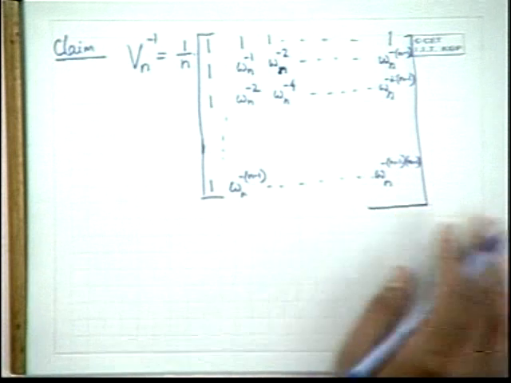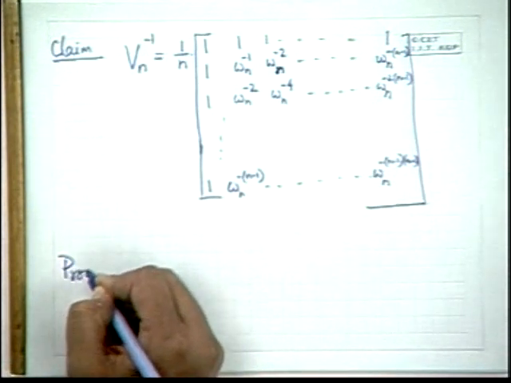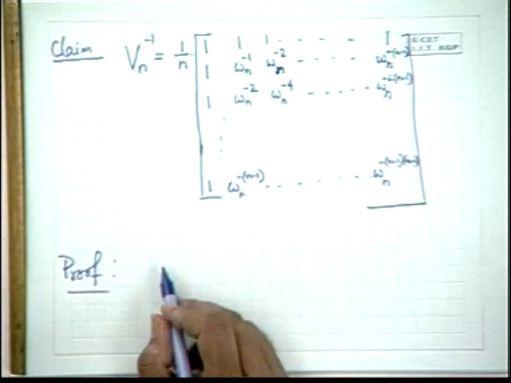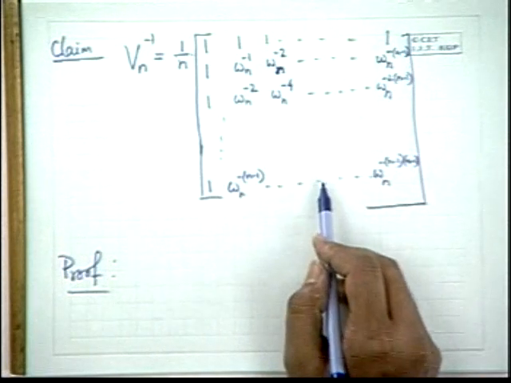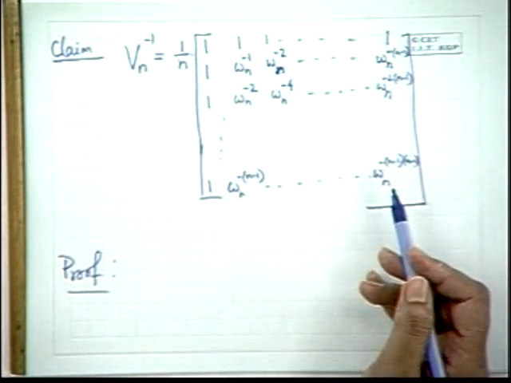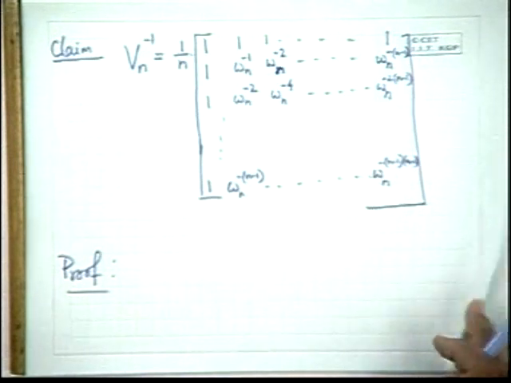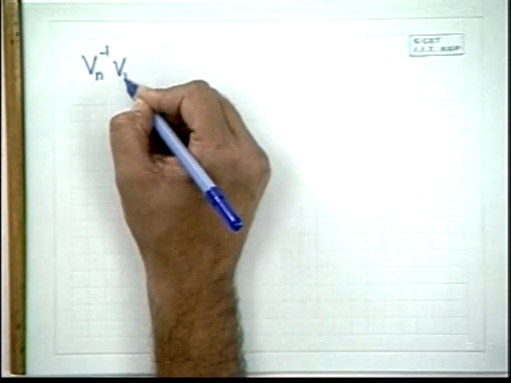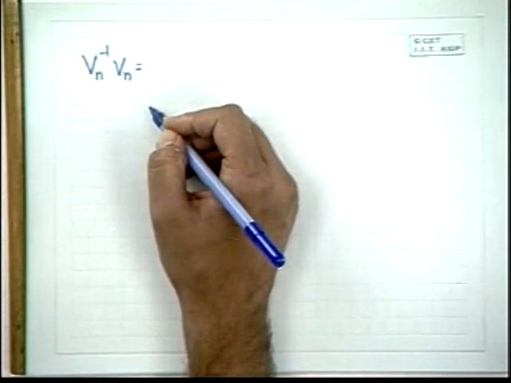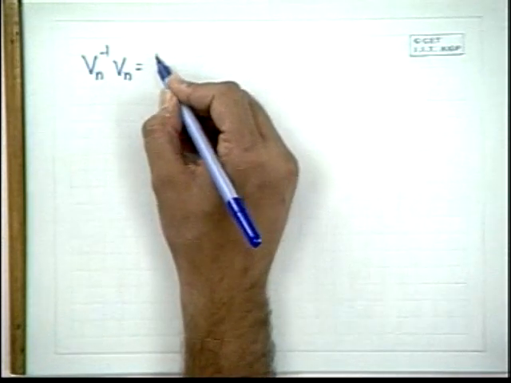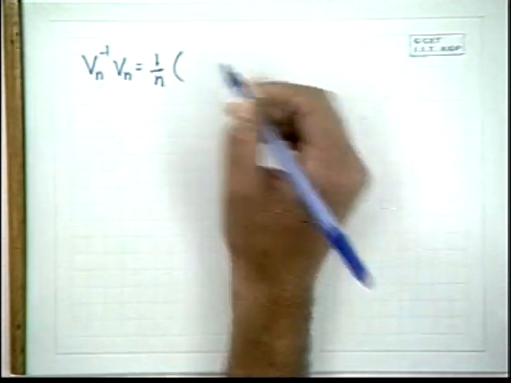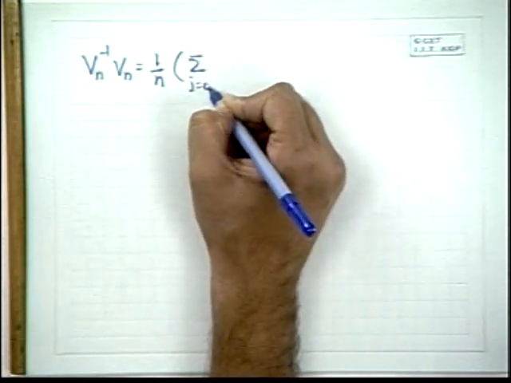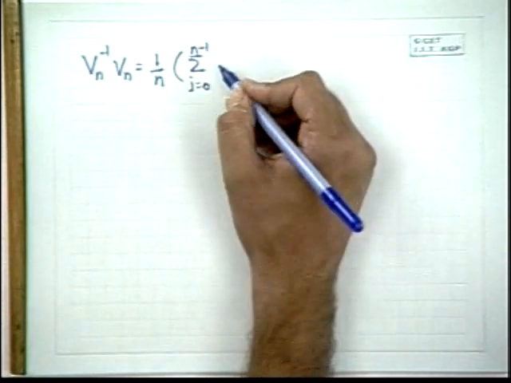How do we prove this? Somebody has already suggested that you multiply Vn with Vn inverse, and show that you get the identity matrix. So let us see how we do this. If I multiply Vn inverse and Vn, I can write the entries as 1 over n, which comes from Vn inverse, times the sum over j equal to 0 to n minus 1. This is just matrix multiplication, and I am going to write it in sigma form.